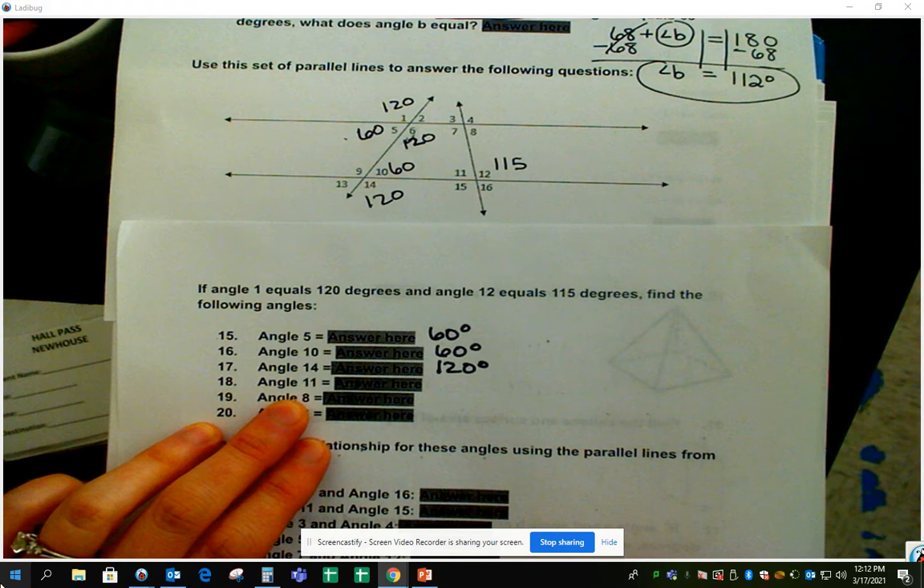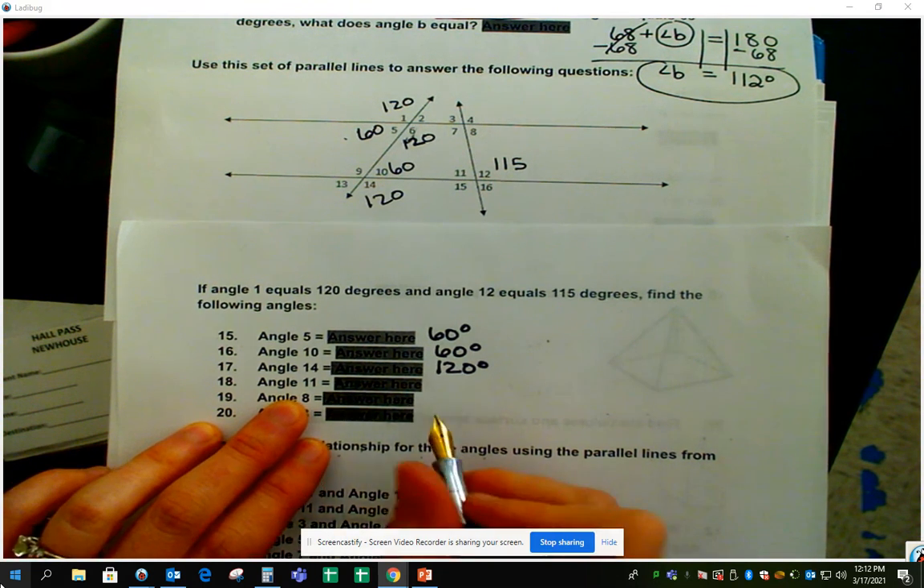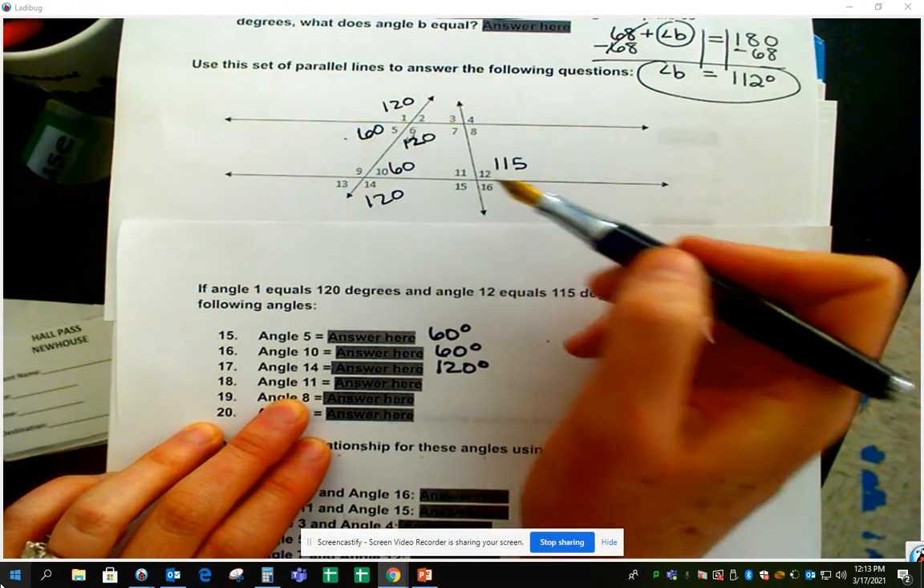Number 11, make sure that's not a class coming. No, okay. All right, number 11.